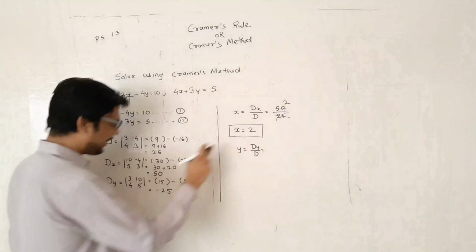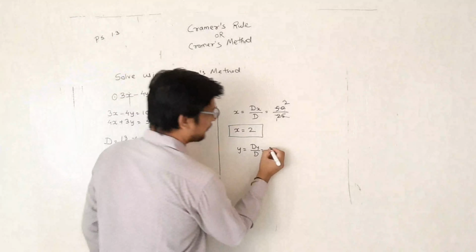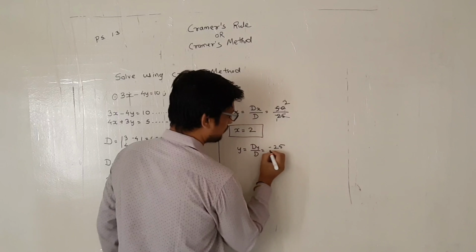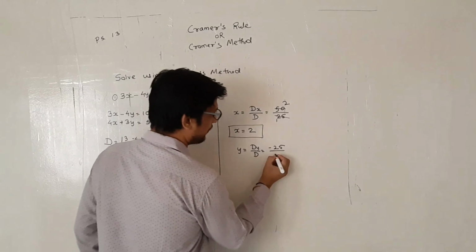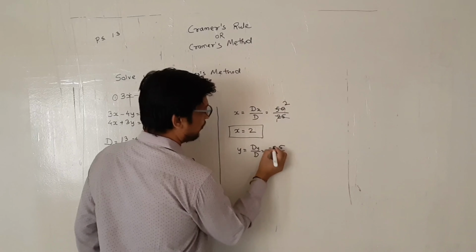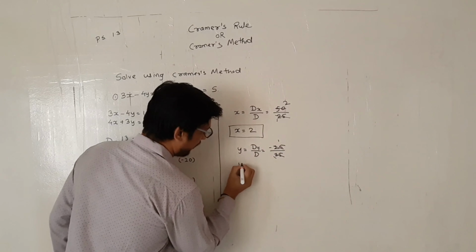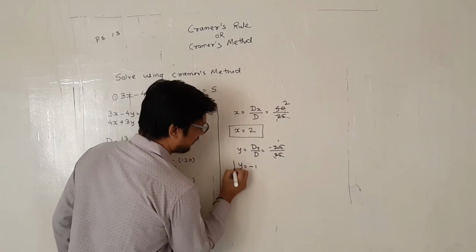Now what is the value of Dy? It is minus 25 upon, what is the value of D? 25. 25 ones are 25, 25 ones are 25. So I got the value of y as minus 1.